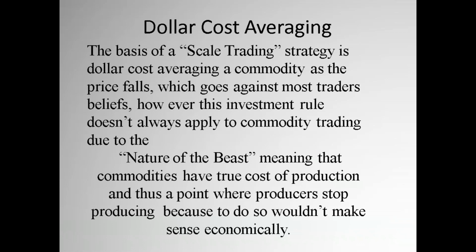It's based on dollar cost averaging. The basis of the scale trading strategy is dollar cost averaging of a commodity as the price falls, which goes against what most traders believe. However, this investment rule doesn't always apply to commodity trading due to the nature of the beast, meaning that commodities have a true cost of production, and thus a point where producers stop producing because it wouldn't make sense economically.